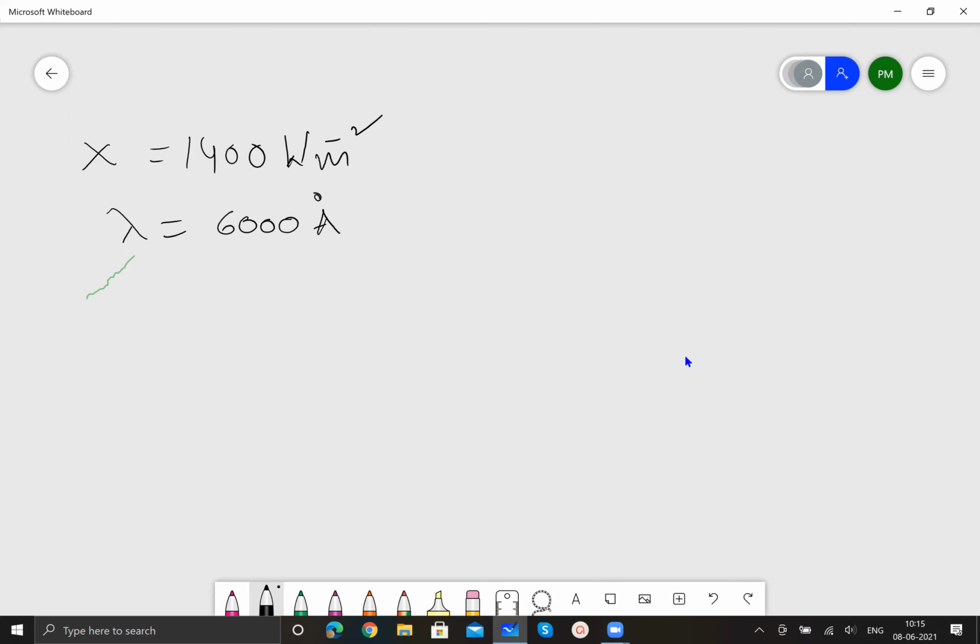Find the photon flux falling on an area of 1 meter square perpendicular to Earth.